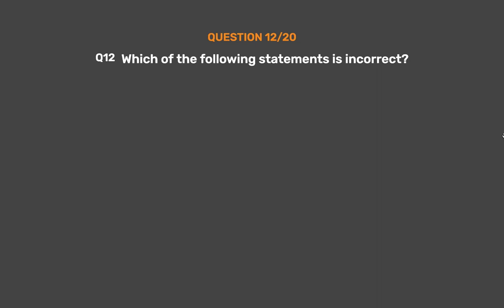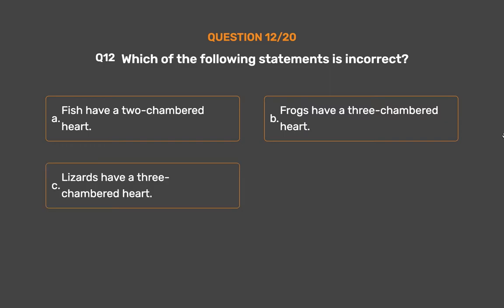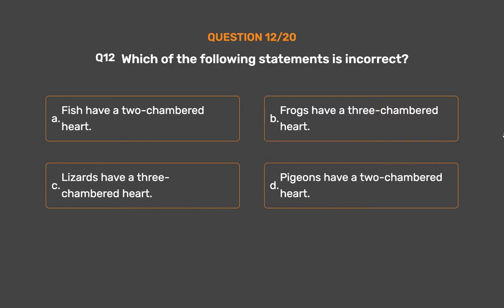Question number 12. Which of the following statements is incorrect? Option A. Fish have a two-chambered heart. Option B. Frogs have a three-chambered heart. Option C. Lizards have a three-chambered heart. Option D. Pigeons have a two-chambered heart.